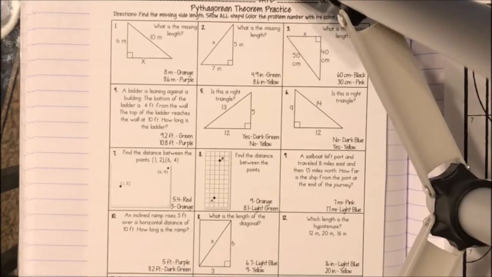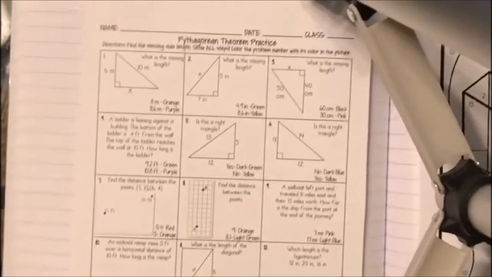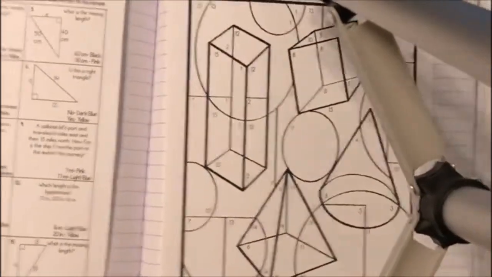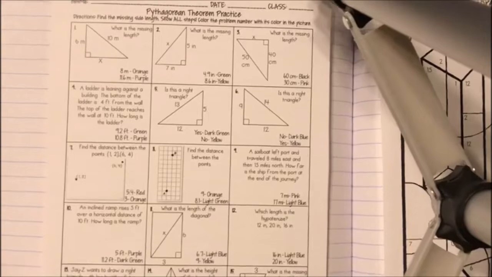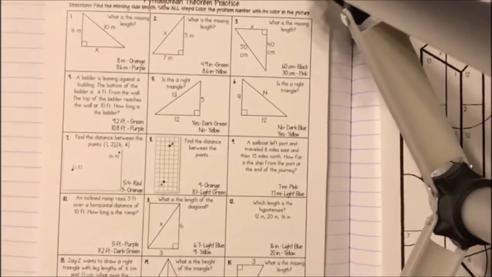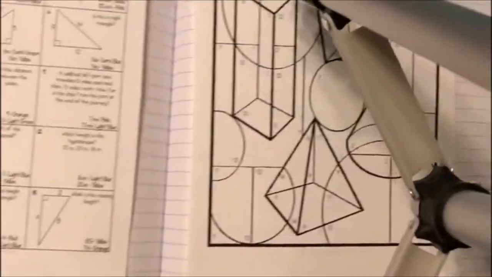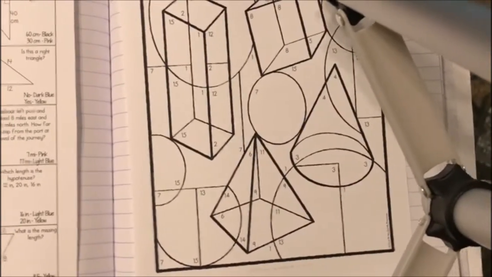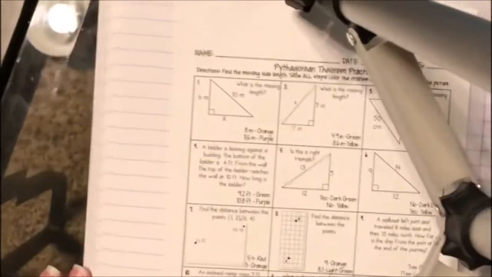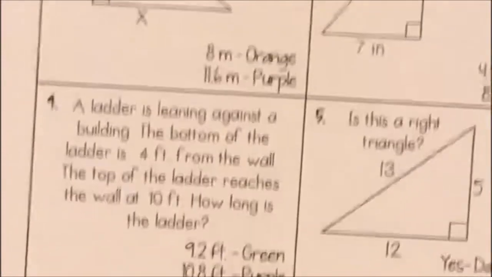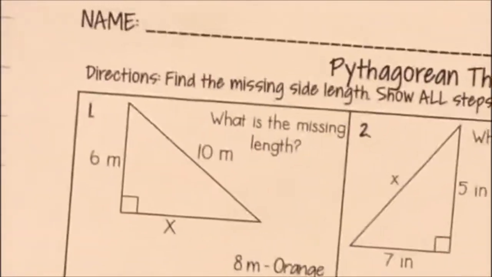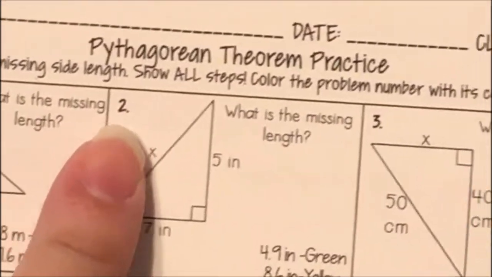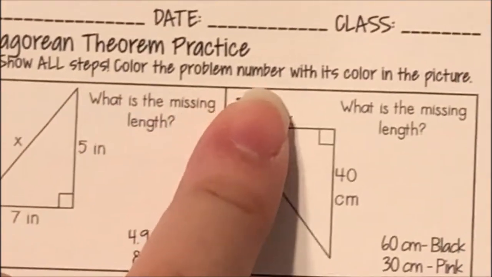On the next 2 pages, you have more Pythagorean practice problems and the coloring sheet. I want you to go ahead and work on each one of these problems, then do the coloring sheet, and then we'll check the answers together. Look at the first one, because I want to make sure you understand what you need to do. The directions say find the missing side length, show all steps, color the problem numbers with its color in the picture.